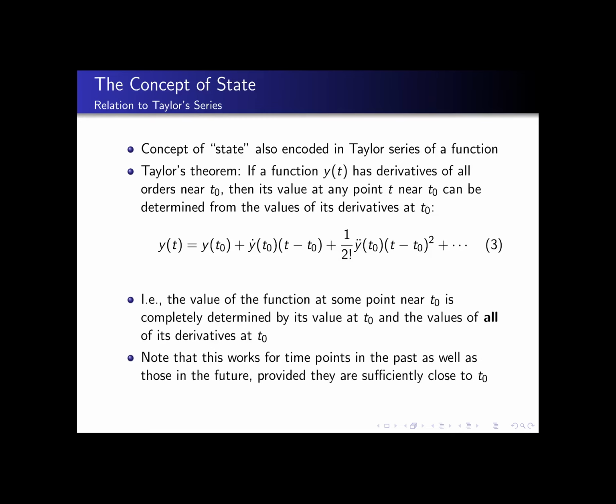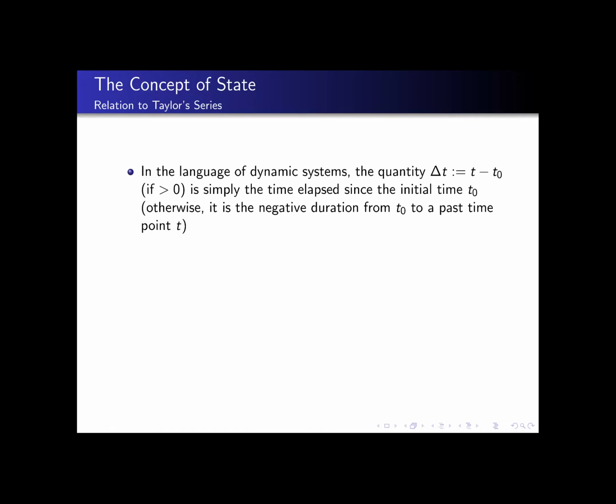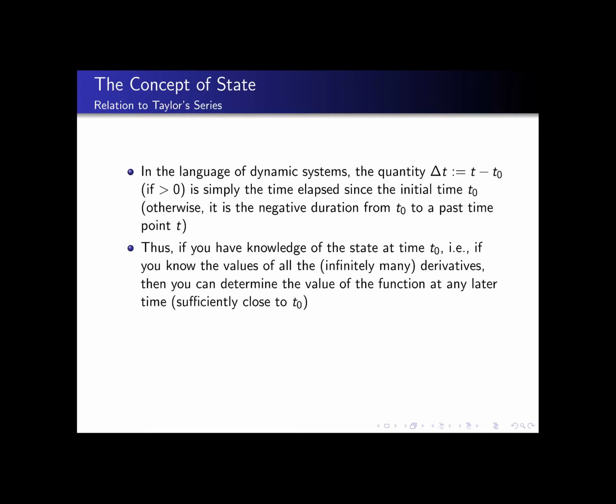Note that this works for some time points in the past as well as those in the future, provided they are sufficiently close to t naught. In the language of dynamic systems, the quantity delta t equals, by definition, t minus t naught. If that's greater than 0, it's simply the time that has elapsed since the initial time t naught. If you're worried about going into the past, then it would be negative.